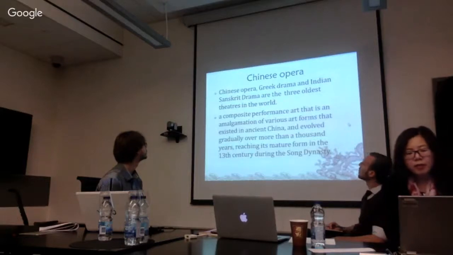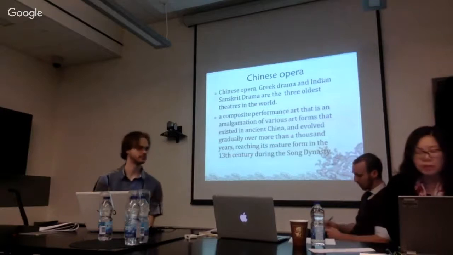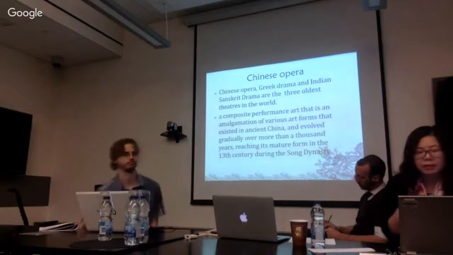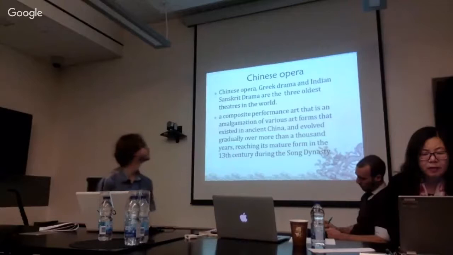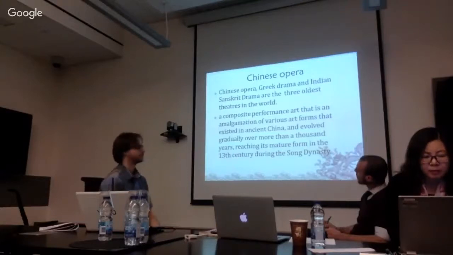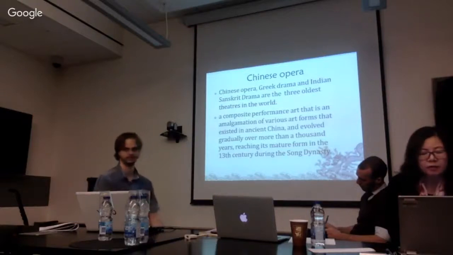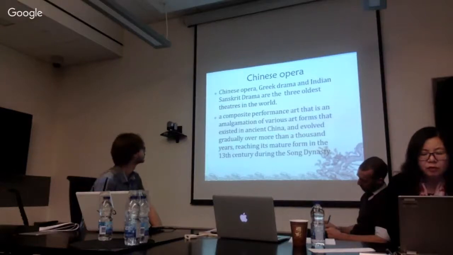And now I'd like to say a few words about traditional Chinese opera. Traditional Chinese opera, Greek drama, and Indian Sanskrit drama are the three oldest theaters in the world. And traditional Chinese opera is a composite, synthetical performance art that is an amalgamation of various art forms that existed in ancient China and evolved gradually over more than 1,000 years, reaching its mature form in the 13th century during the Song Dynasty.